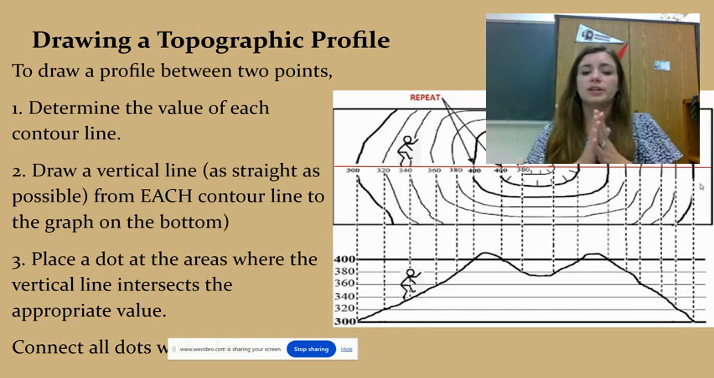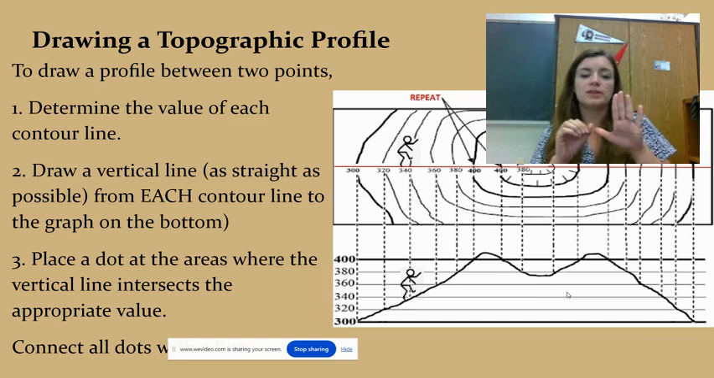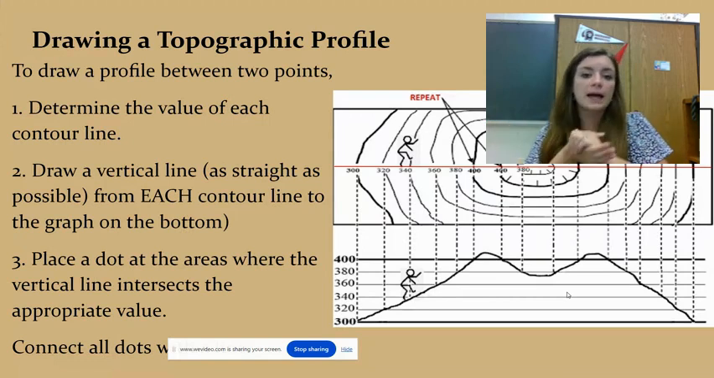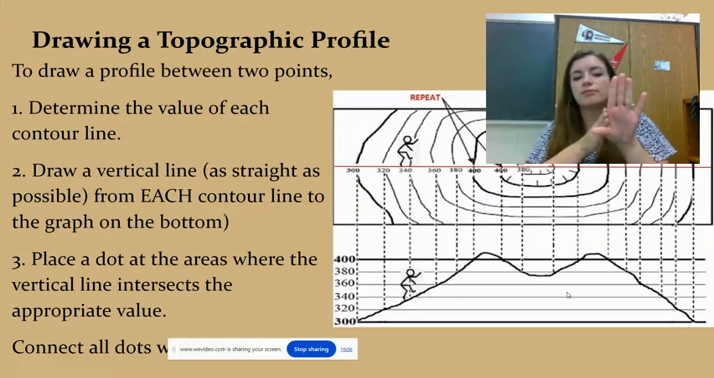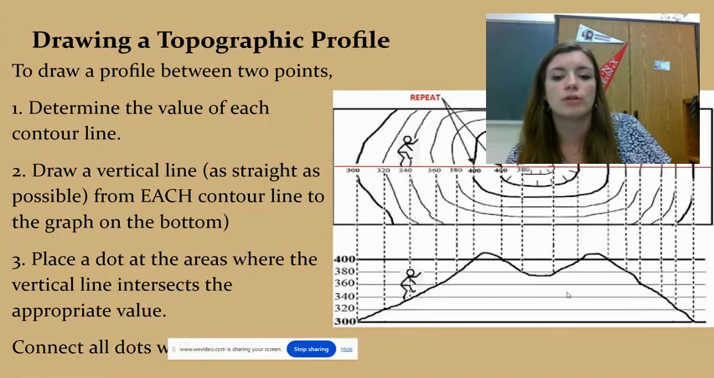All right. What you're going to do if you are drawing your profile is draw a line from each one of your contour lines down onto your map. I would, as you're doing this on paper, lightly trace it. I know that you're watching this right now, but you are going to do this in class, and I'll do this with you to make sure that you get it. But I would lightly trace a vertical, as straight as possible line down to the graph on the bottom.